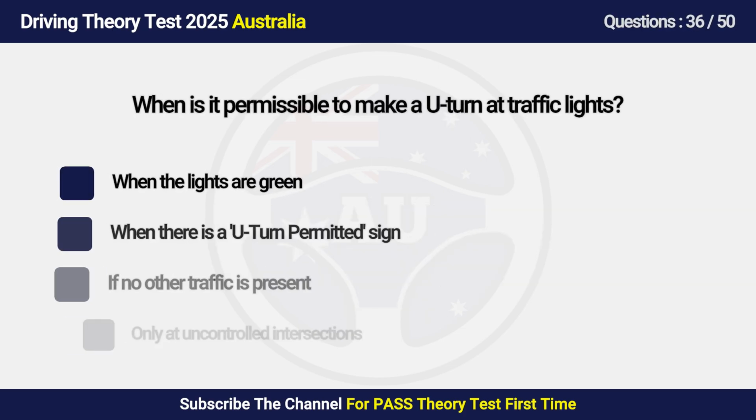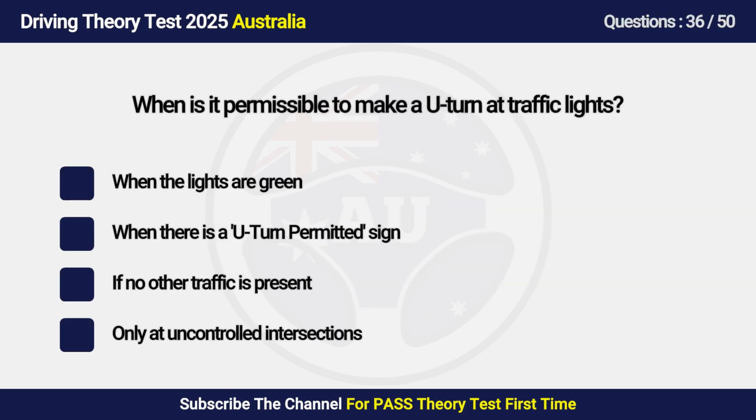Question 36. When is it permissible to make a U-turn at traffic lights? A. When the lights are green. B. When there is a permitted sign. C. If no other traffic is present. D. Only at uncontrolled intersections.